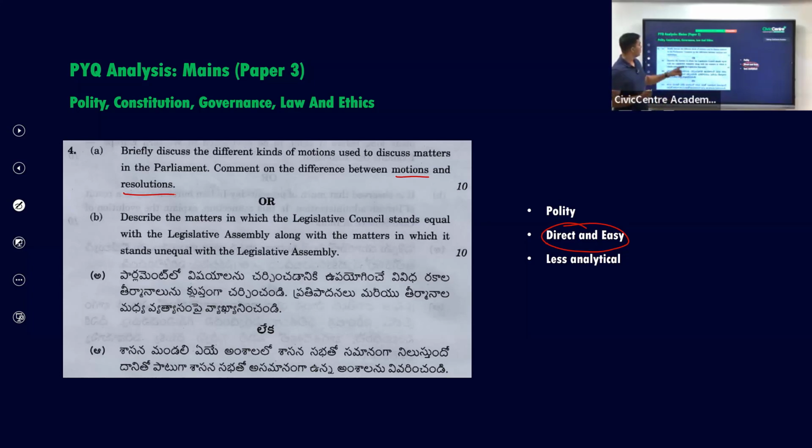You should know. Before that, different kinds of motions, like you might have heard about the no confidence motion, isn't it? Such motions, what are they? Three or four, discuss. That is a very direct question. That is why I said it is easy.